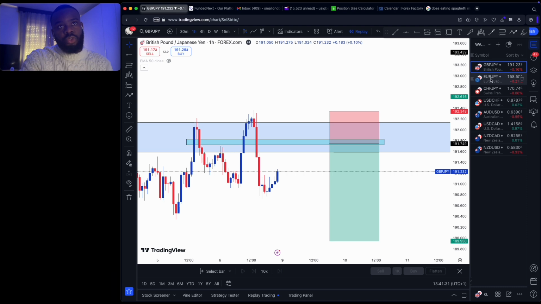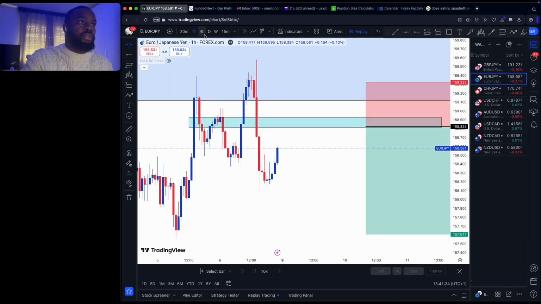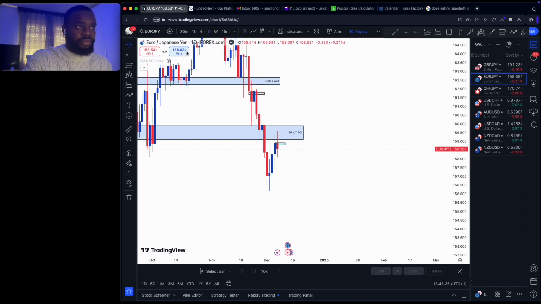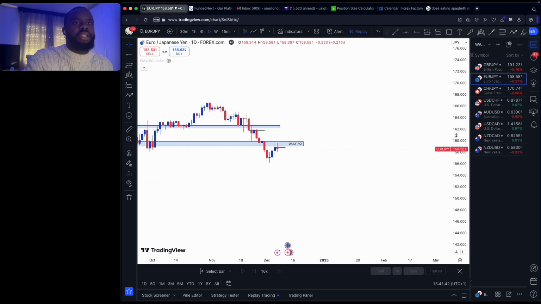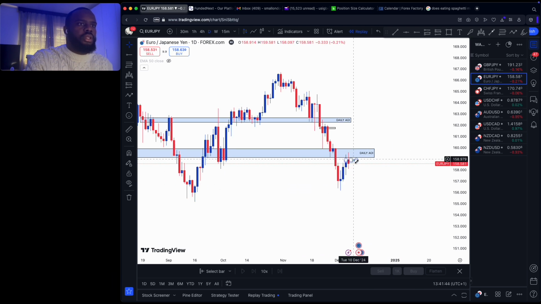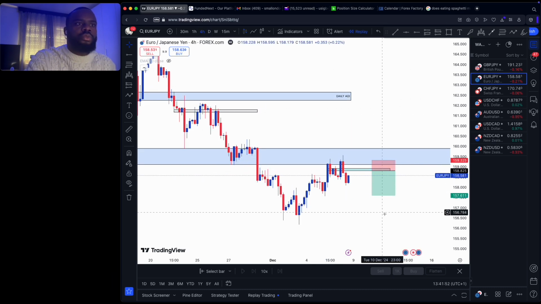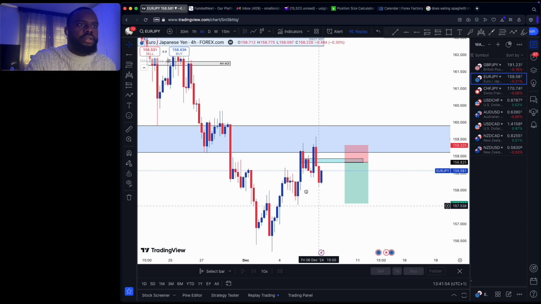Then let's move straight to EURJPY, which is pretty much the same thing. Looking at the weekly, it is bearish, close bearish, just like the GBPJPY. The daily also is bearish. Now price is at the area of interest for the last lower low. Then the 4 hours also flipped bearish as well.